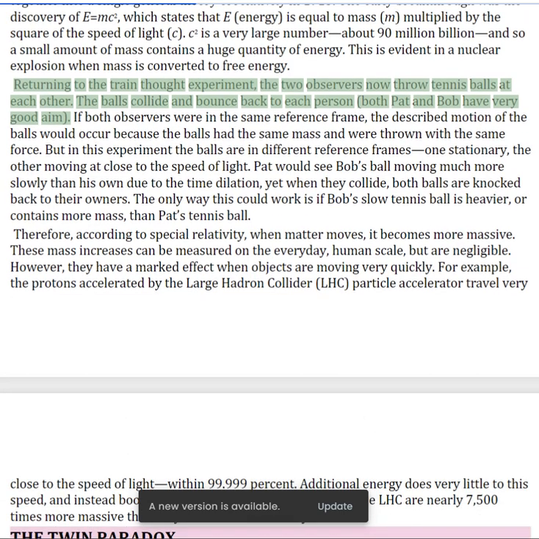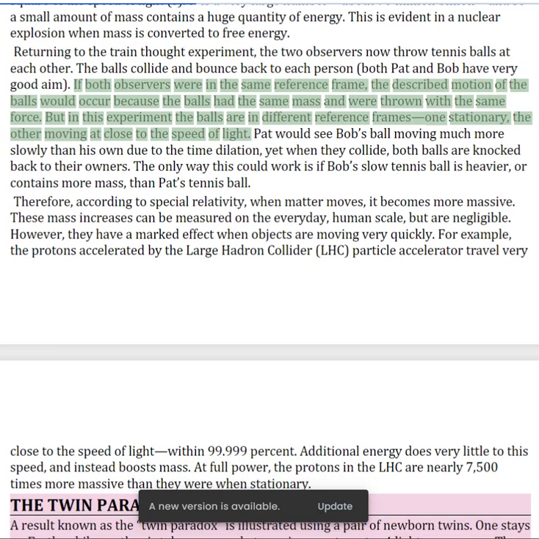Returning to the train thought experiment, the 2 observers now throw tennis balls at each other. The balls collide and bounce back to each person. If both observers were in the same reference frame, the described motion of the balls would occur because the balls had the same mass and were thrown with the same force.